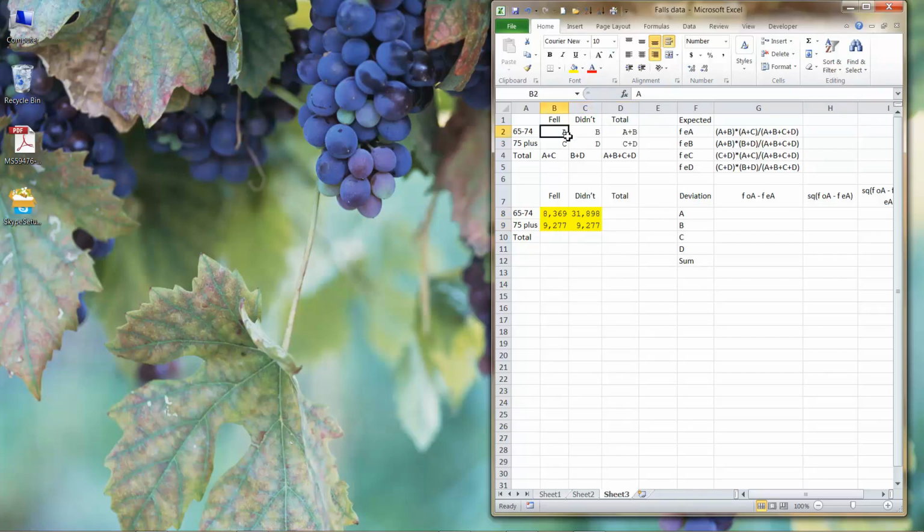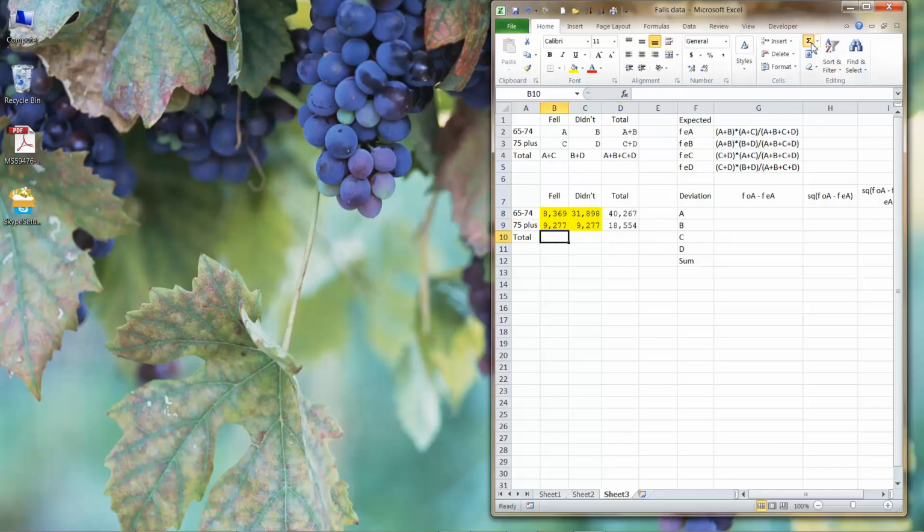So from our basic contingency table, our basic 2x2 crosstabs table, we label these cells A, B, C, and D. We total the total for the younger group by summing those. So A plus B is 40,267. That's the total number of younger folks we have. If we tally up the older group, we have 18,544. So this is C plus D.